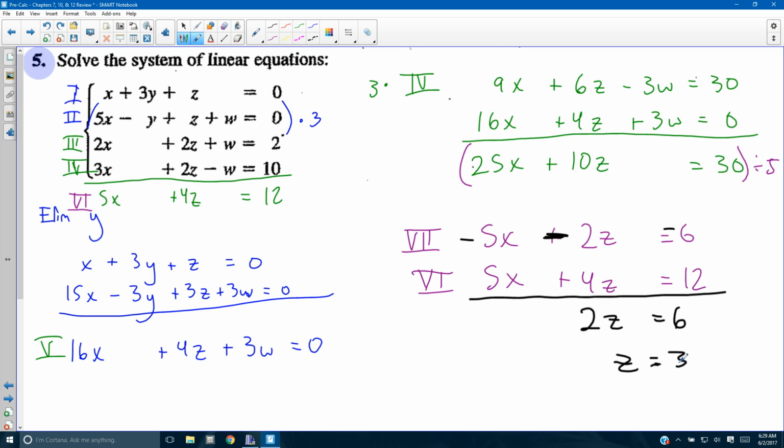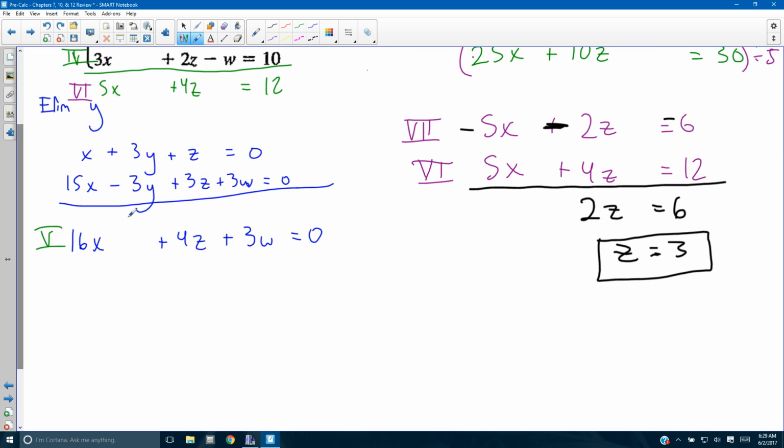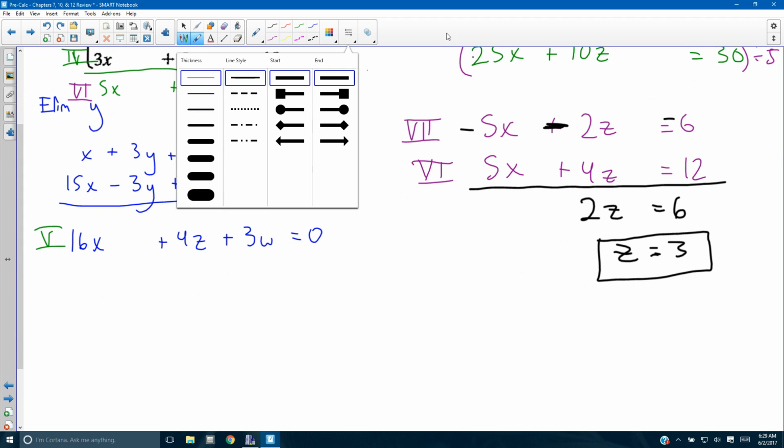Okay, what I do with this solution here is I start to trickle up. I take this solution here for z, I'm going to substitute it into one of these equations here to solve for x. Then I'll use those two, z and x, to solve for w, then use all three of those to solve for y at the very top. So let's trickle up. Let's use this bottom equation here, equation 6, and solve for x.